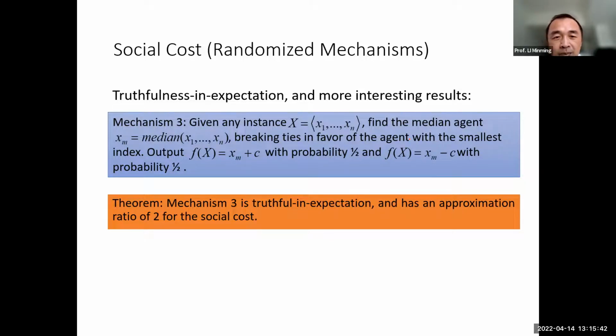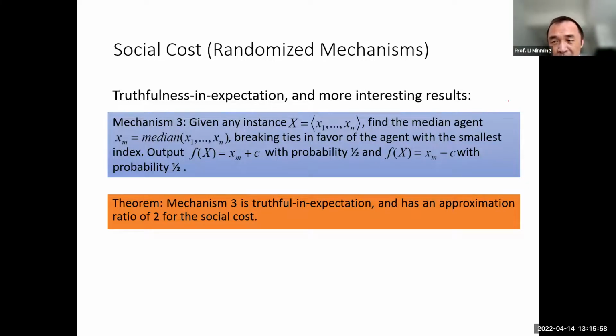And therefore, we say the mechanism is truthful in expectation. Because the requirement is a bit weak, it does not require every individual point to be strategy proof. So we can usually do better approximation.